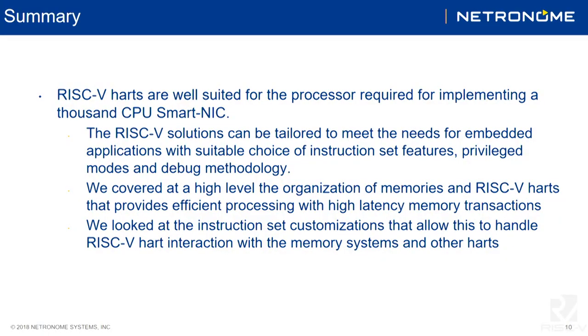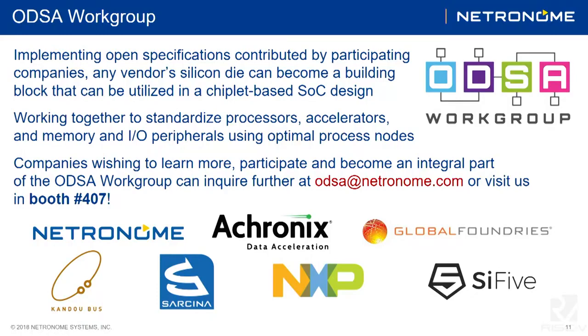In summary, the RISC-V solution can be tailored to meet the needs of embedded applications with a suitable choice of instruction set features, privilege modes, and debug modes. And the use of highly optimized transactional memories lends itself to doing a lot of the operations that are more centric to the memories versus the CPUs. I think the interaction of both of those systems allows RISC-V and SmartNICs to go way over the 100 gig capability of today.